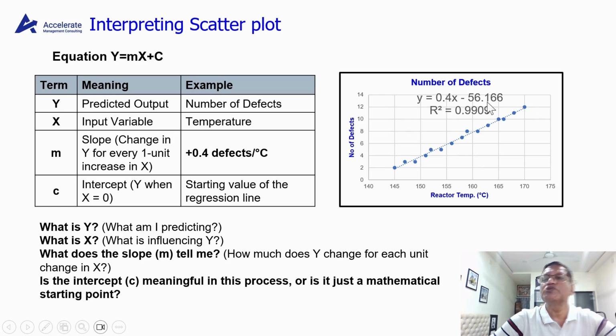Y is equal to mx plus c. So x is the input variable which we have. M is the slope. So slope gives you a change in y per unit of change in x. The slope will give you how much y is changing per unit change in the x variable, and c is the intercept. Y is what I am predicting, x is what is influencing y, m is the slope, and c is the intercept.